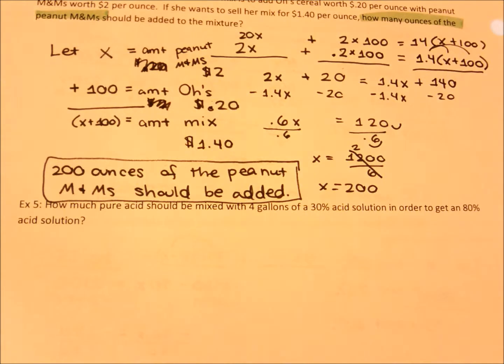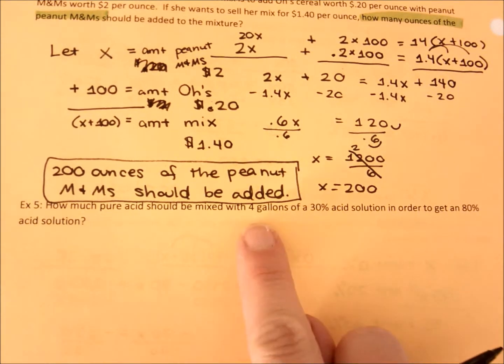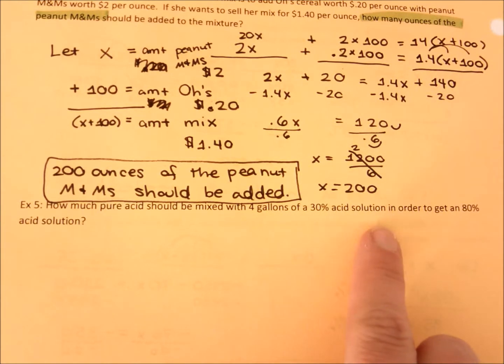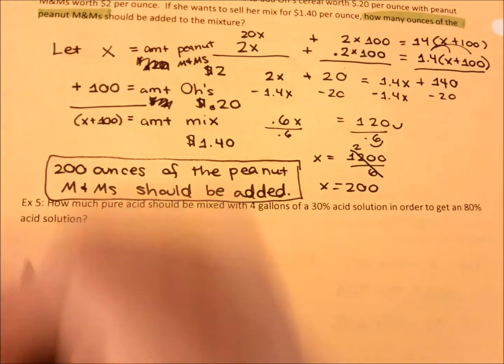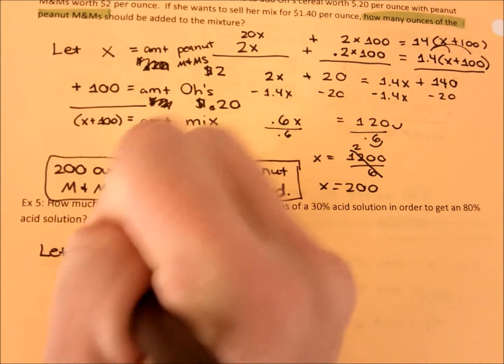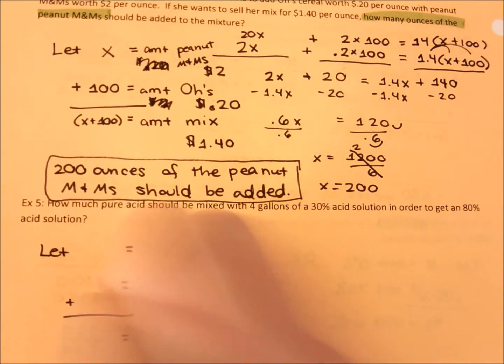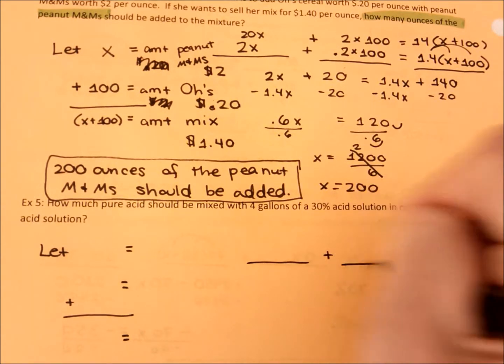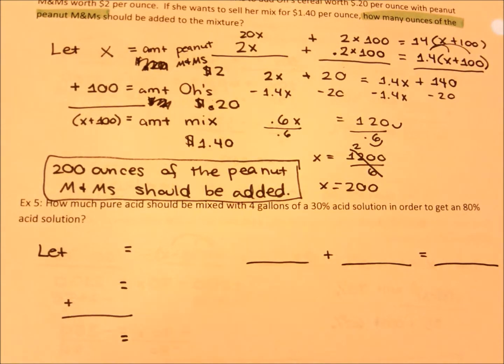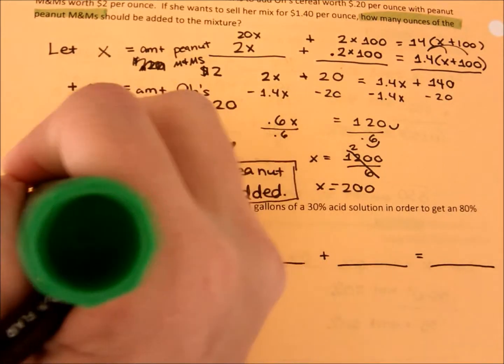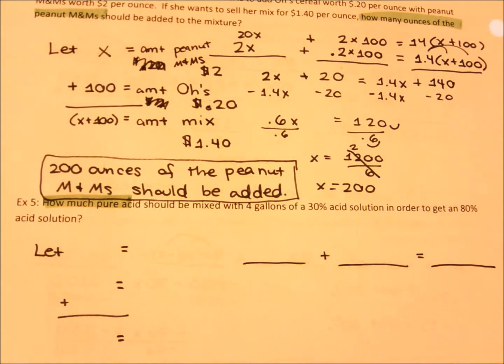Water is 0, pure is 100. Alright, should be mixed with 4 gallons of a 30% acid solution in order to get a 80% acid solution. Okay, so Ms. Bocci, how many things are we mixing together? 2. So let's go ahead and set it up. Let our total, and set it up over here. 2 things is going to equal our total. Again, I pick out the key words. How much indicates our variable, as well as what do we write in the let statements? Amount. We're looking for amount.